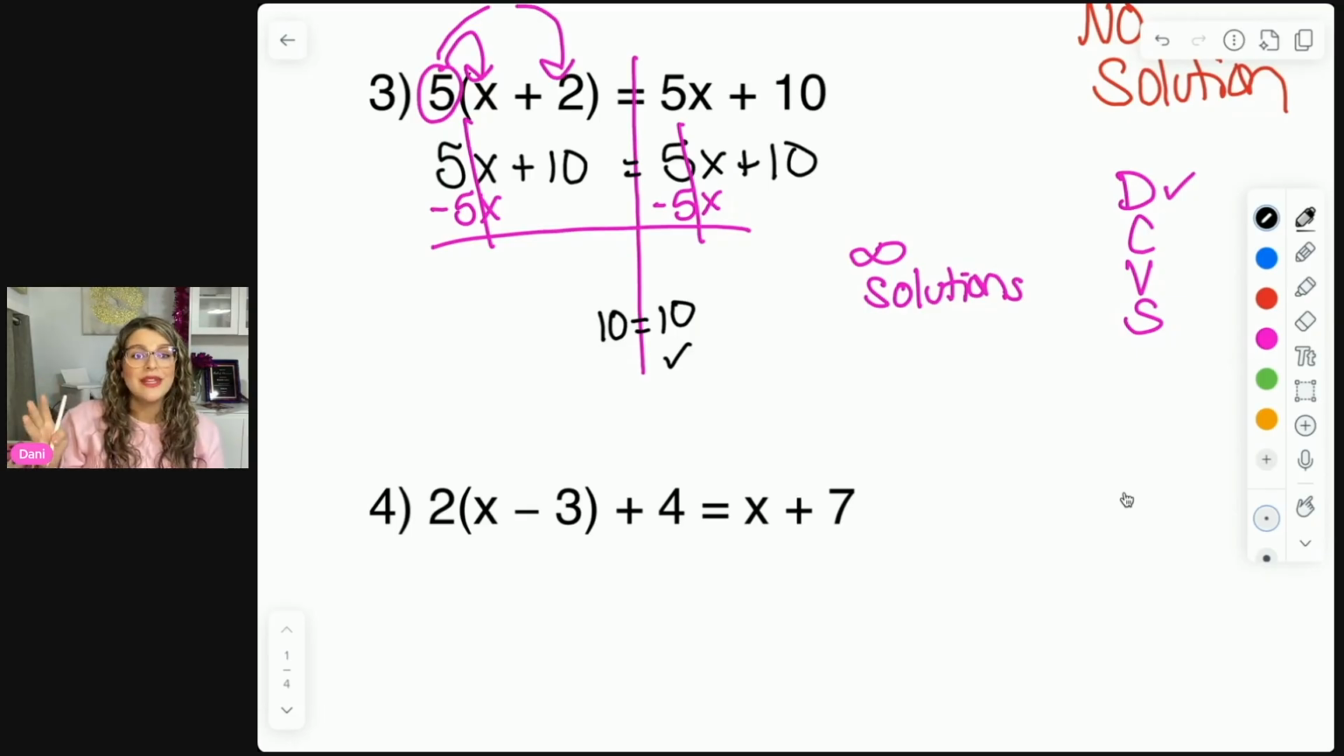So when you get something, even if the x's die, but you're left with something legit, 10 equals 10, a true statement, that also means dun, dun, dun, infinite solutions. All right. And then we're done. Easy peasy. Life is good. Let's solve a couple more.